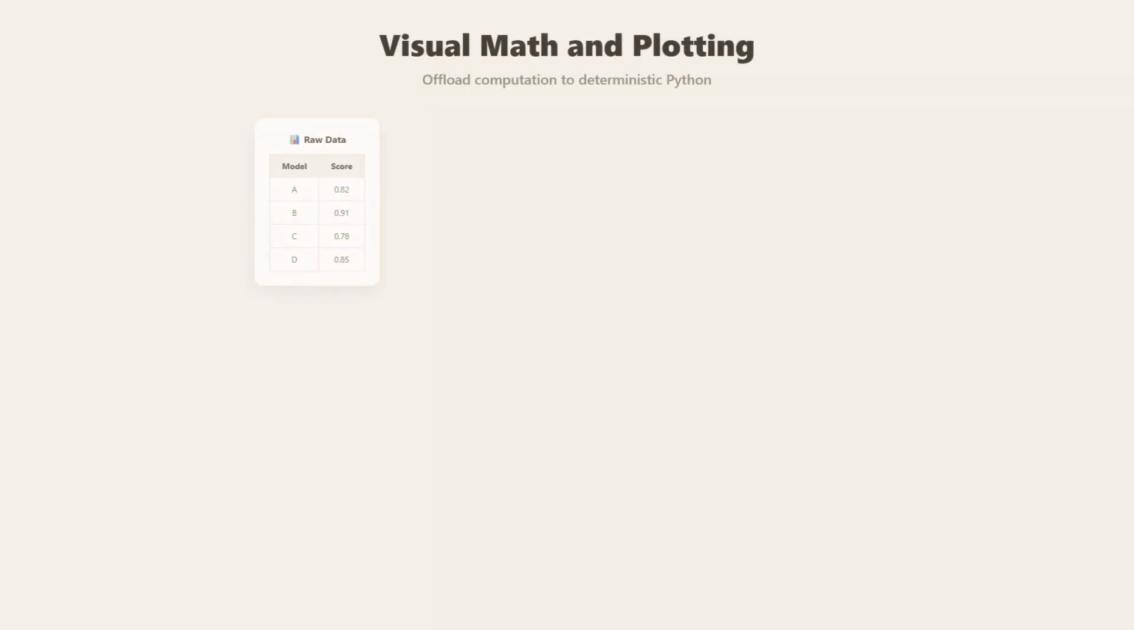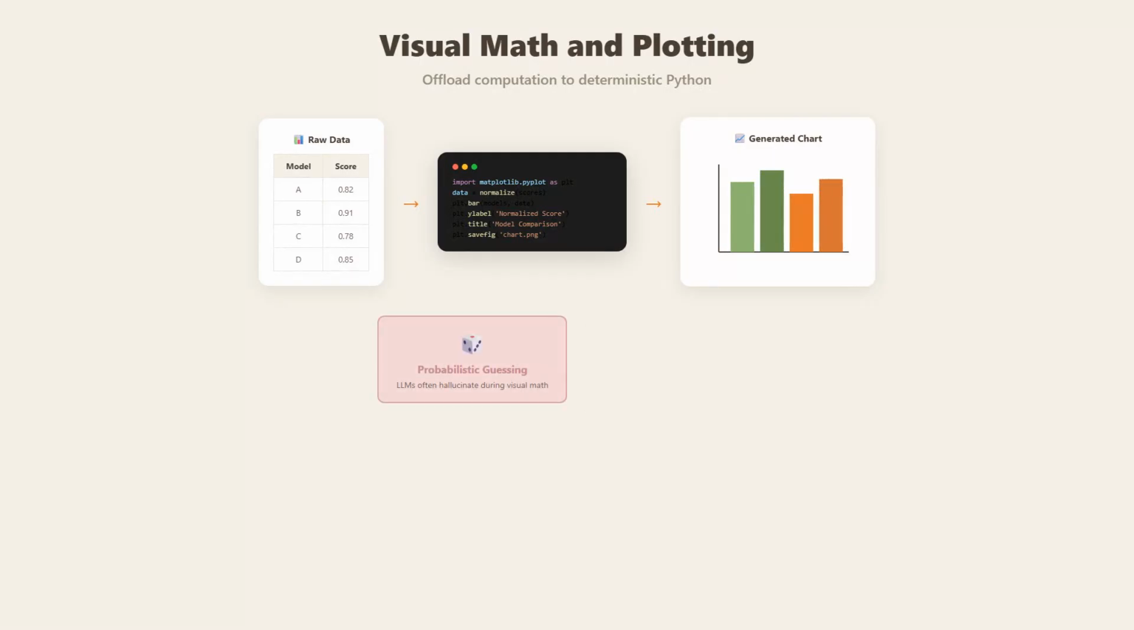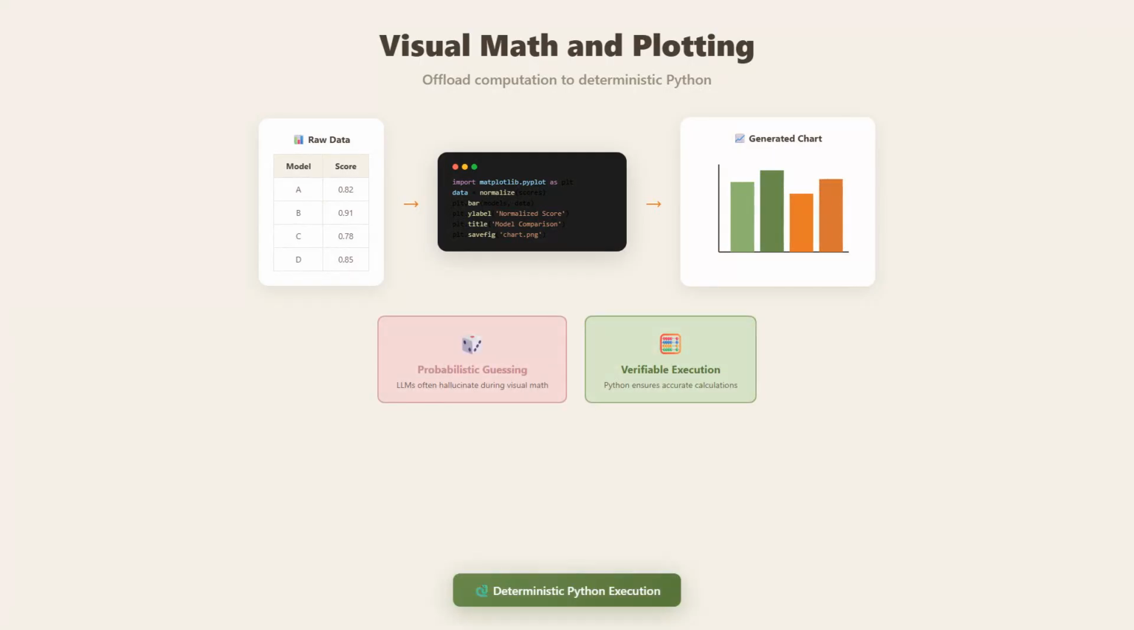Our third use case tackles a notorious weakness of standard large language models: visual math. When asked to perform multi-step arithmetic on data shown in an image, standard models often hallucinate or make calculation errors. Gemini 3 Flash with Agentic Vision bypasses this entirely by offloading computation to a deterministic Python environment.